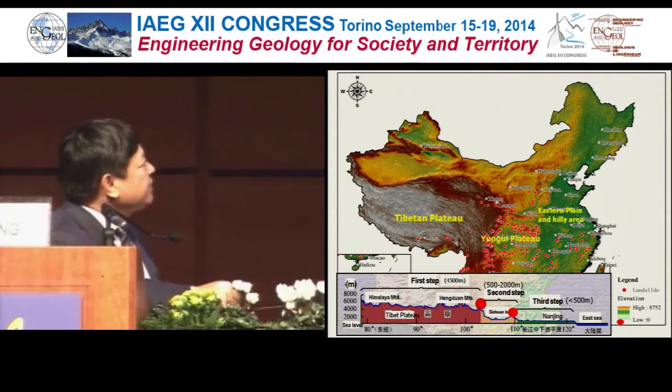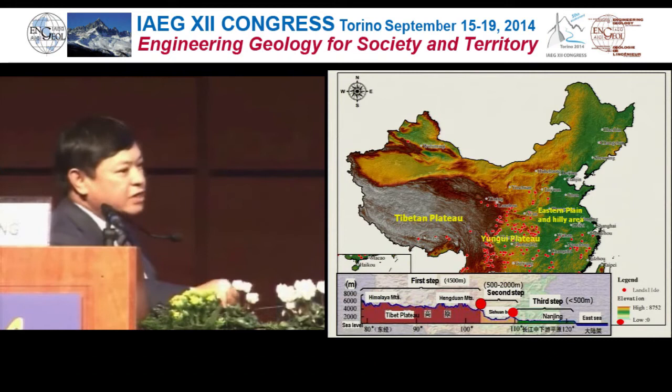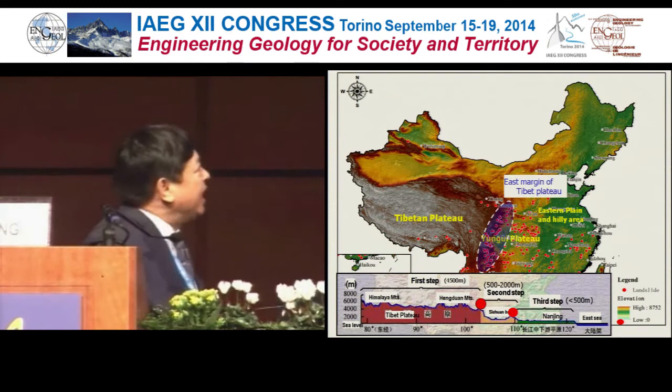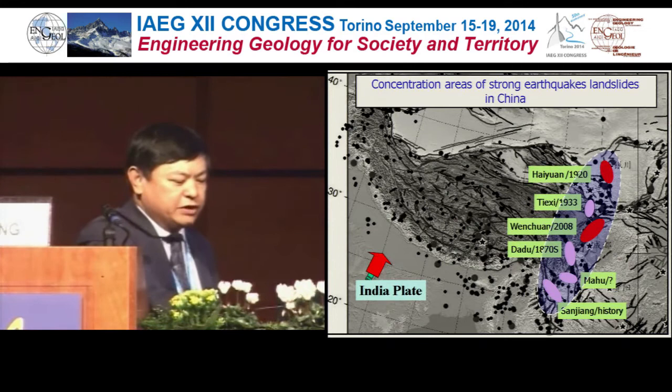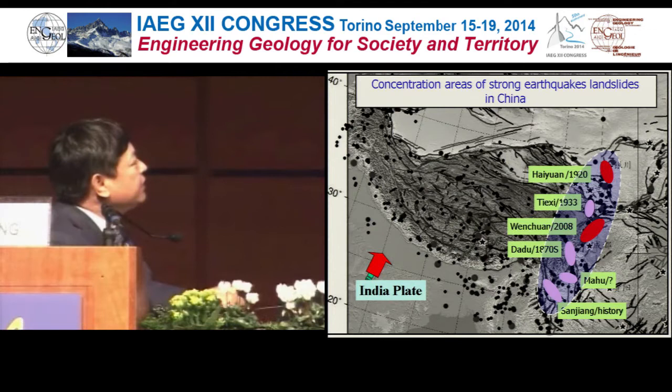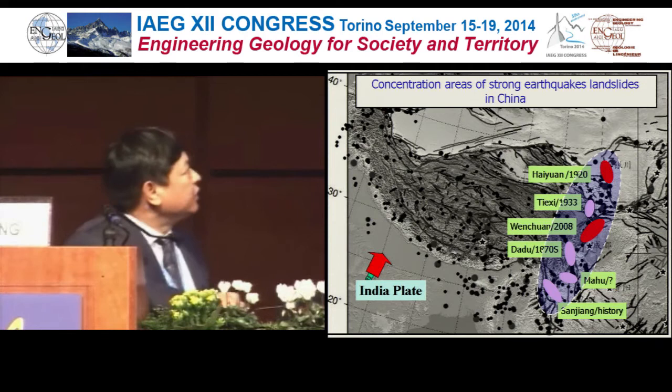Based on this background, you can see most landslides are distributed at the positions where the elevation changes. From the first step to the second step, there is a concentration area of large-scale landslides. In this area, so far, we have identified several concentration areas of landslides triggered by strong earthquakes. As shown in this map, in my presentation, I will mainly introduce the lowest one and this one.